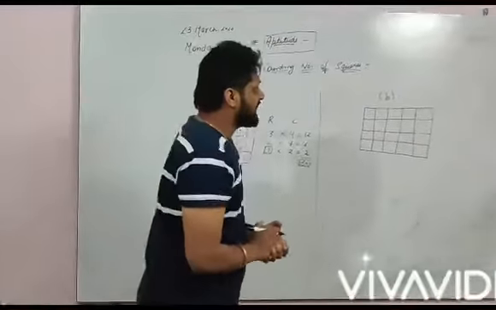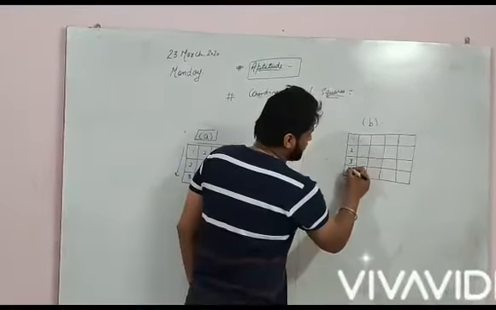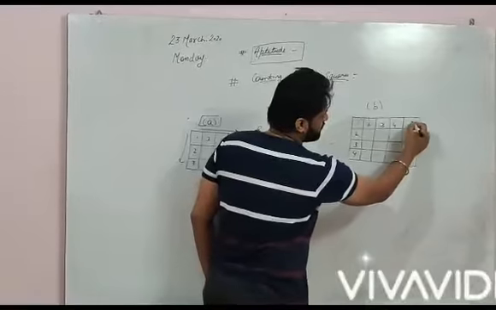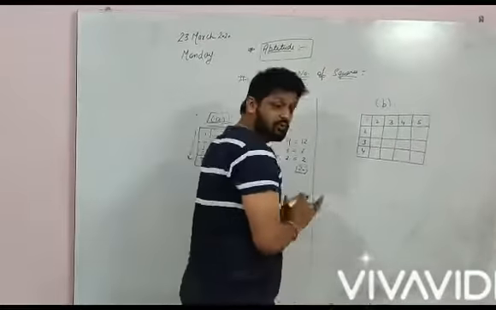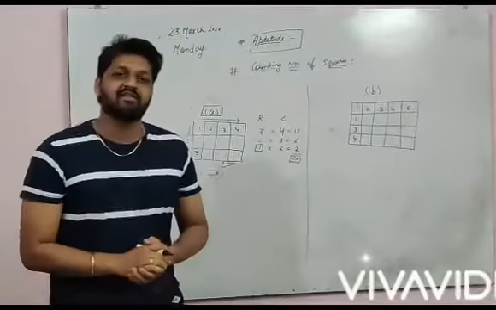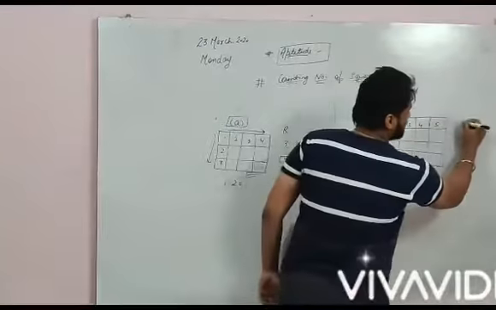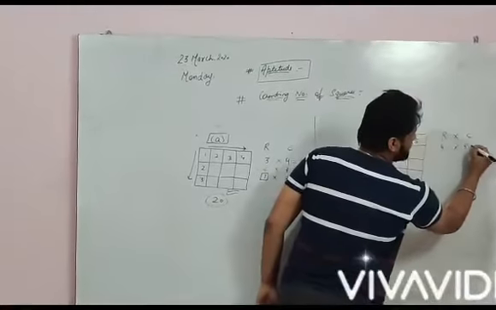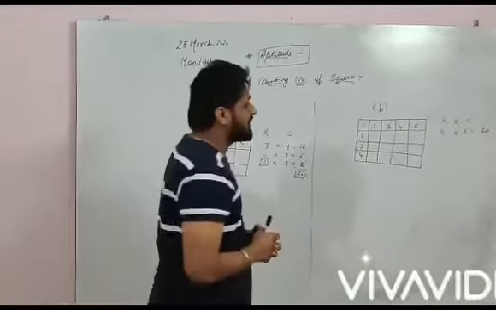Here in the B figure, as we can see, how many rows? 1, 2, 3, 4. And how many columns? 1, 2, 3, 4, 5. So 5 columns and 4 rows. So we will find the number of squares in a similar manner, by rows multiplied by columns. So rows are 4 and columns are 5. So this is 20. Again we will subtract 1 from the rows and the columns.